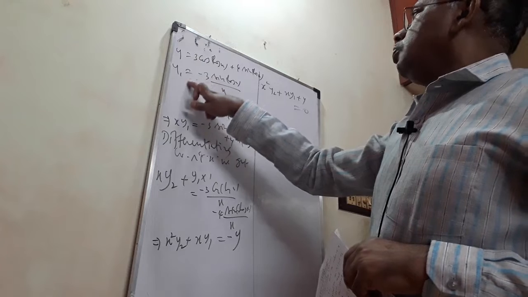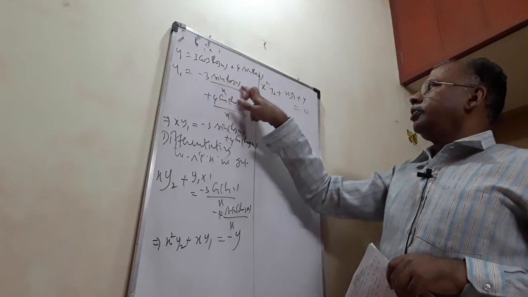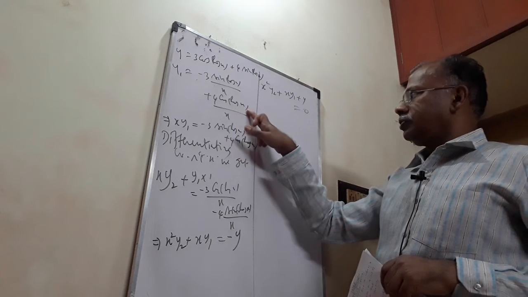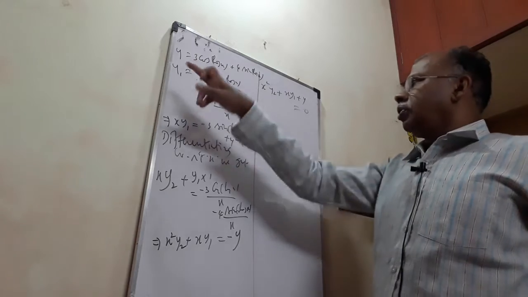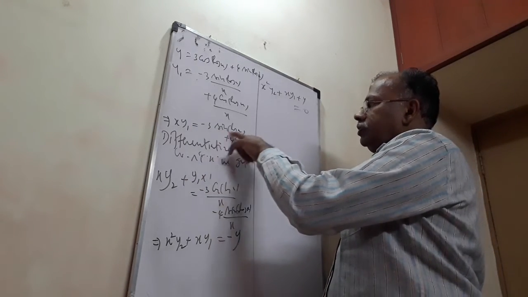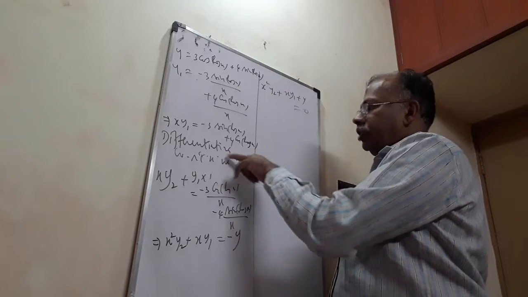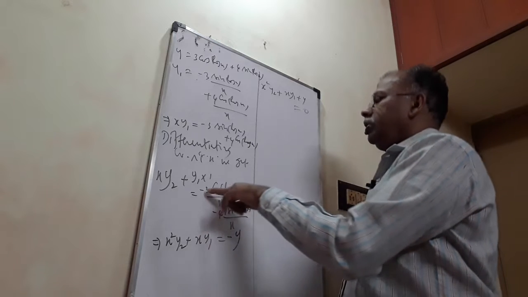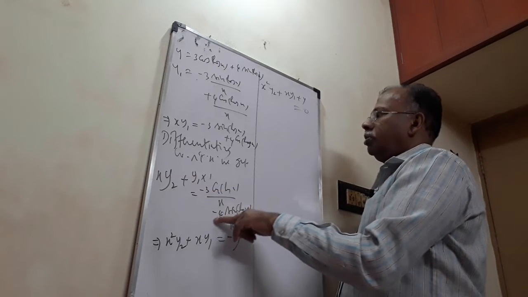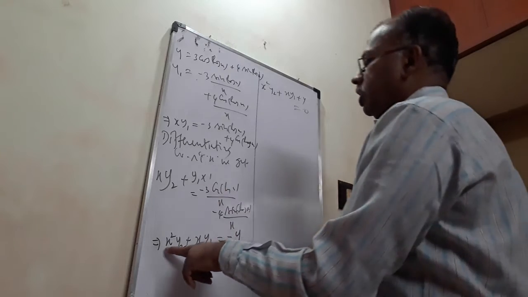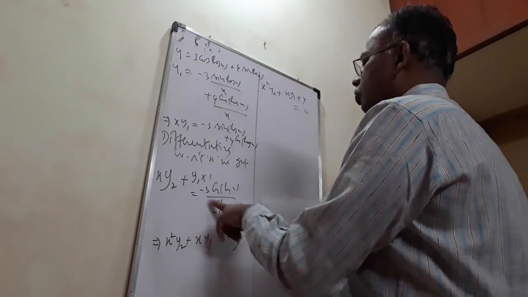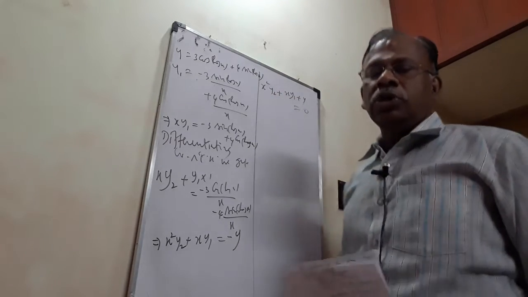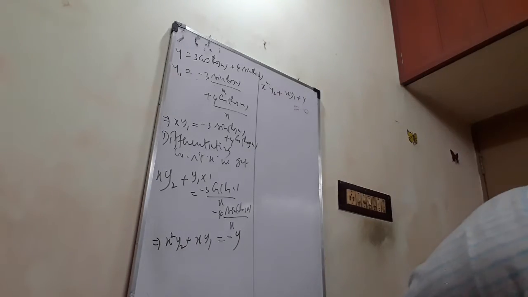Let me repeat. y1 is minus 3 sin, for cos it is minus sin log x, for log x it is 1 by x, for sin it is cos log x by x. Cross multiply x. X y1 is minus 3 sin log x plus 4 cos log x. Differentiate again with respect to x. X into y2 plus y1 into 1 is equal to minus 3 cos log x by x minus 4 sin log x by x. Cross multiply x. X square y2 plus x y1 is equal to, taking minus as common, minus y. X square y2 plus x y1 plus y is equal to 0. That's the one to be proved anyway.